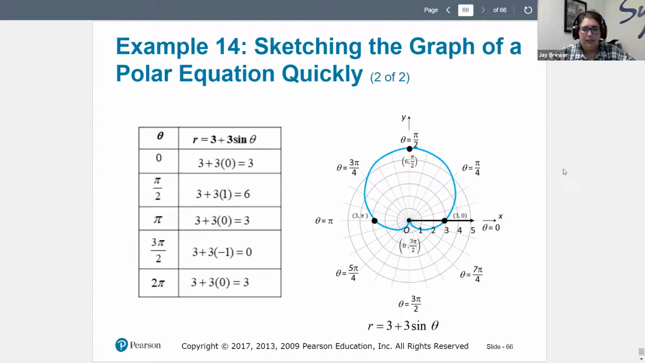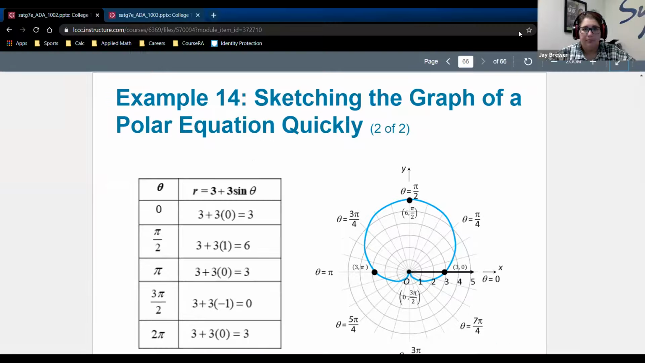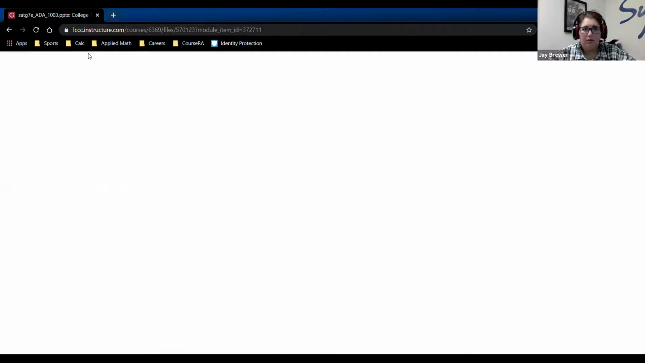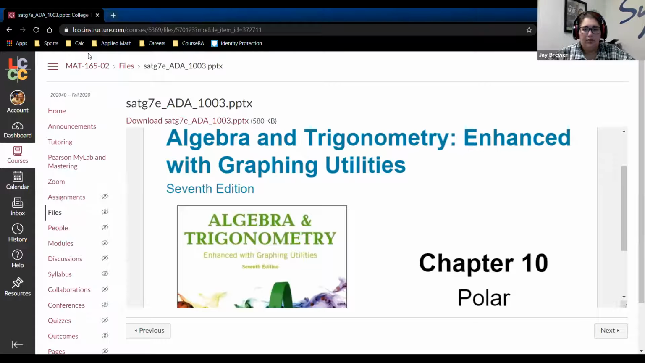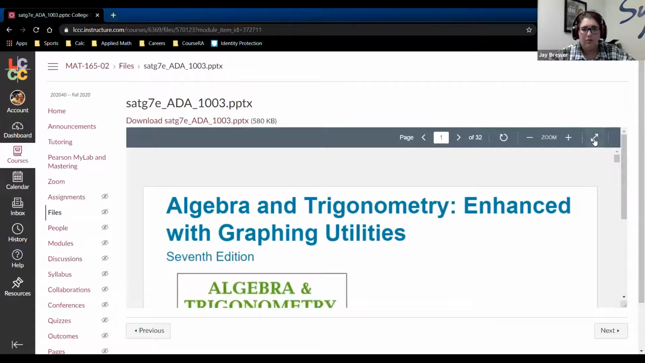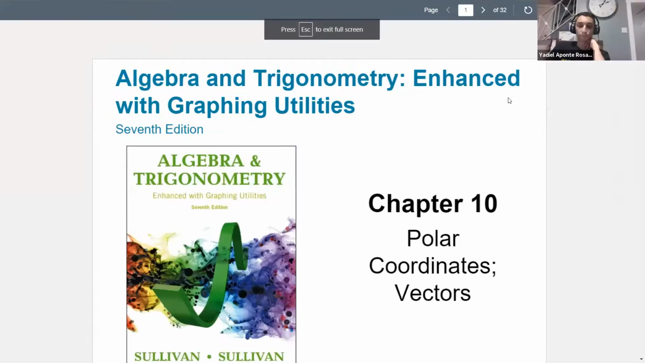All right, any questions on section 10.2? Okay. Can you see section 10.3 or do I have to reshare it? It's there. Okay.